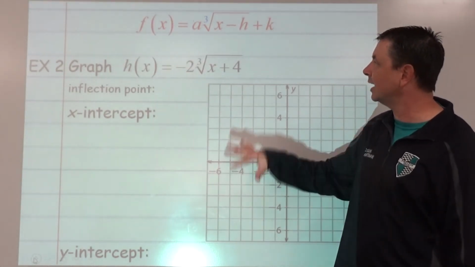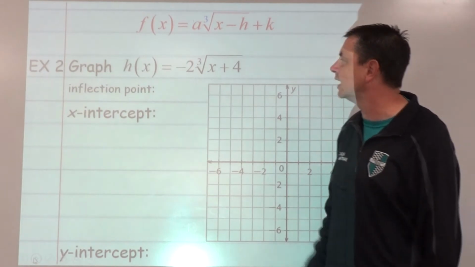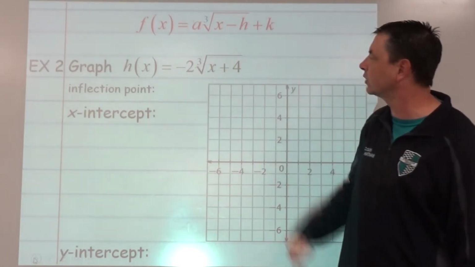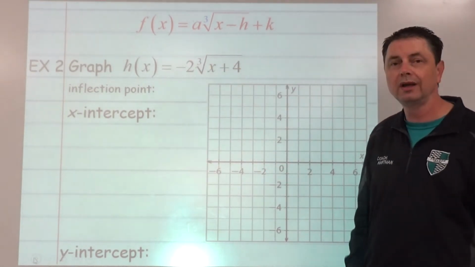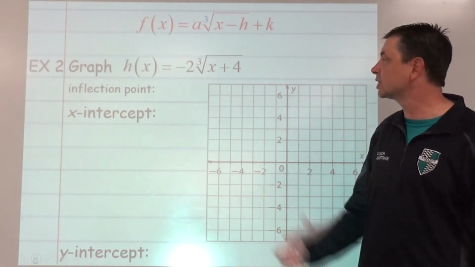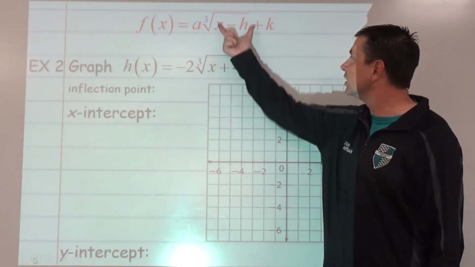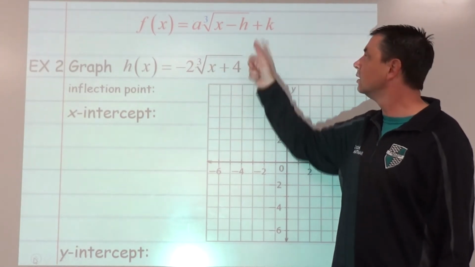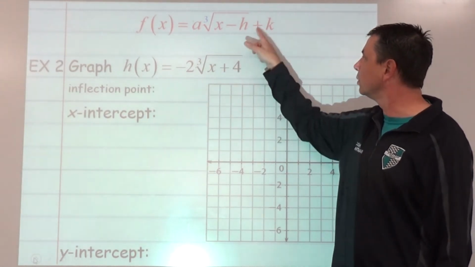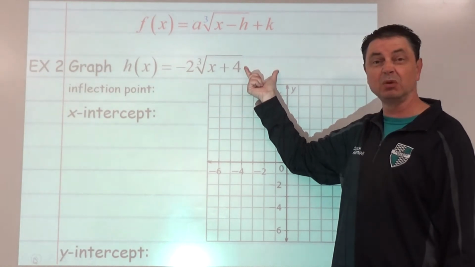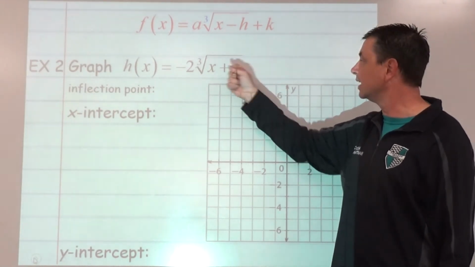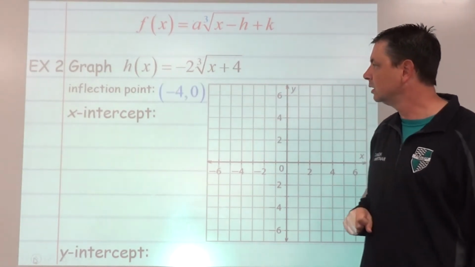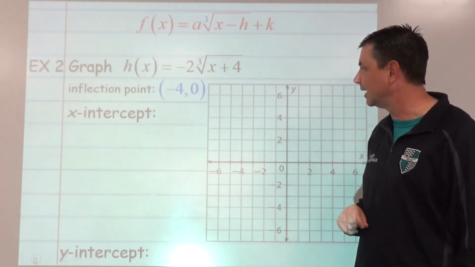Example number 2, h of x is equal to -2 cube root of the quantity x plus 4, leading to our inflection point at, here's our h, -4, comma, nothing out here, so plus k, that would mean an invisible plus 0. So -4, comma 0 is our inflection point. We'll plot that.